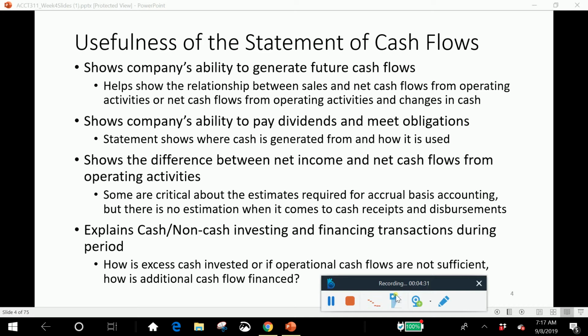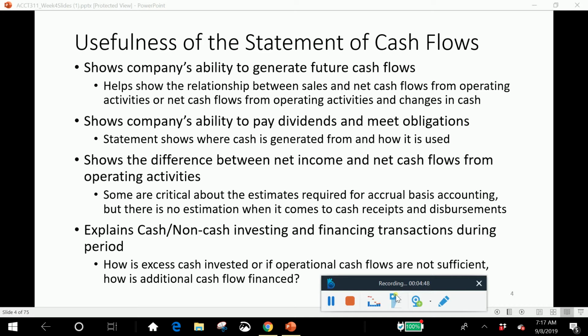Now, when it comes to cash, though, there is no estimation. You either have the cash or you don't. So in some respects, people think that the statement of cash flows really is a more accurate picture of the financial health of the company.